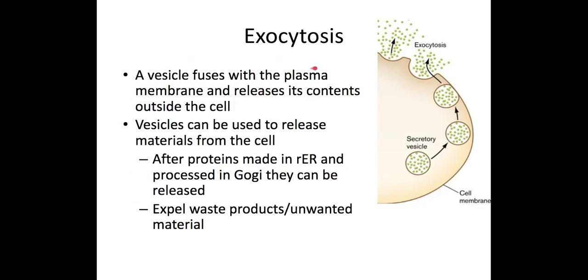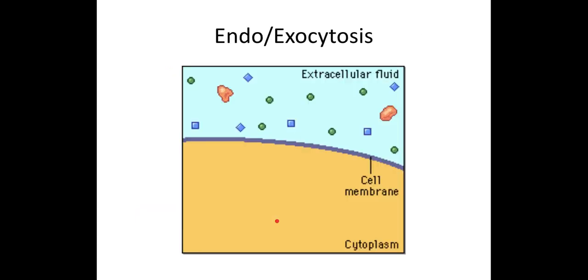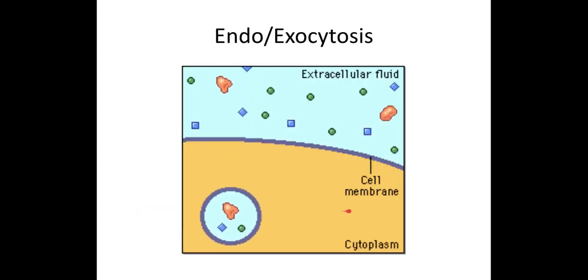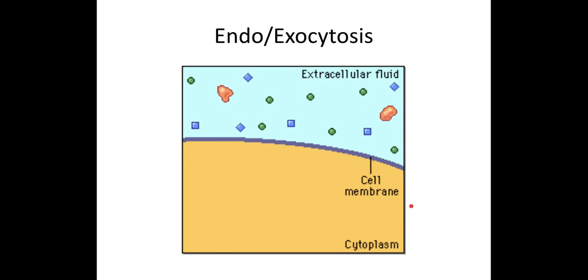All right, exocytosis. This is when a vesicle fuses with the plasma membrane and releases its contents outside of the cell. The vesicles can be used to release materials from the cell after proteins have been made in the rough endoplasmic reticulum and processed in the Golgi, and they can be released. Or exocytosis can also occur to expel waste products and other unwanted materials. And here's just an image that exemplifies and consolidates the process of endo and exocytosis.